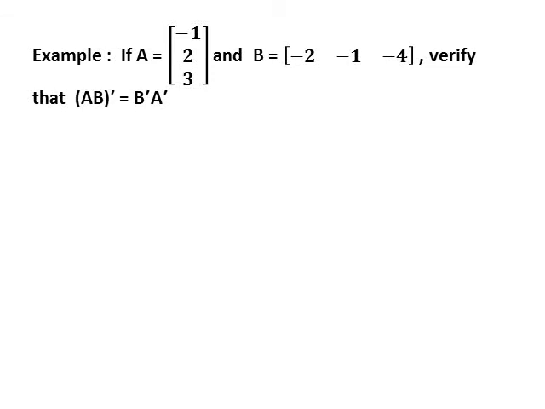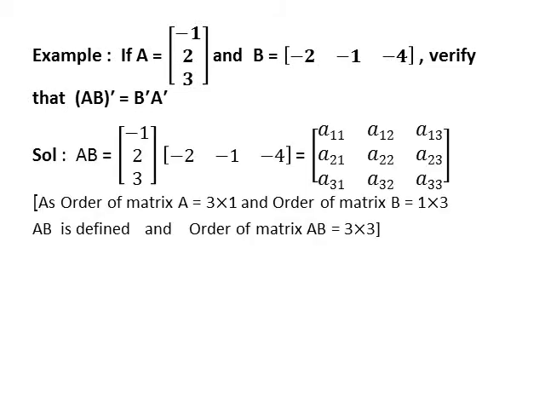Moving to the next question. In this question, A is a matrix of order 3 by 1 and B is a matrix of order 1 by 3. We have to verify transpose of product of A and B equals product of transpose of B and transpose of A. For left hand side, first we find product of A and B. As order of matrix A is 3 by 1 and order of matrix B is 1 by 3, AB is defined and order of matrix AB is 3 by 3. So write the general matrix of order 3 by 3 for AB.